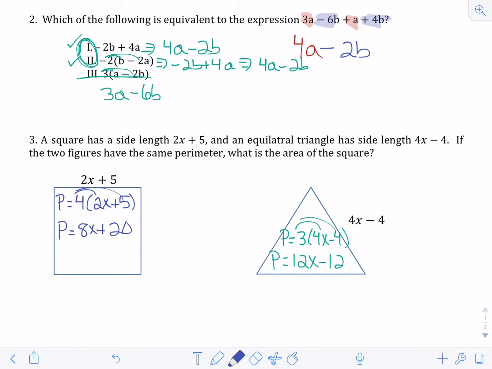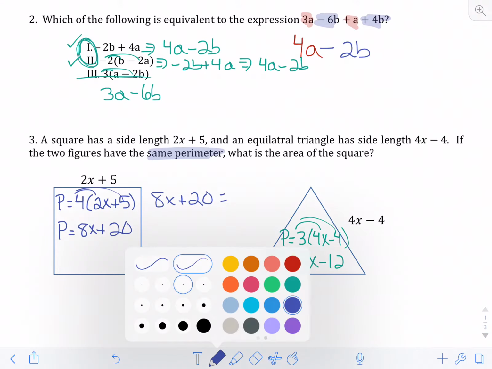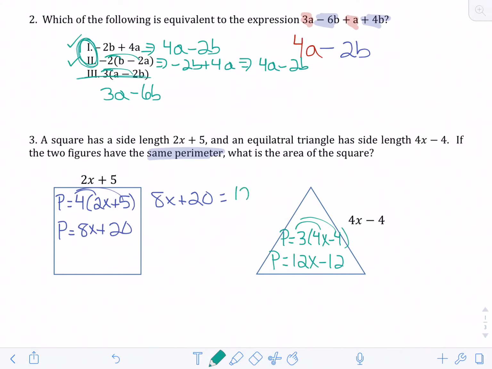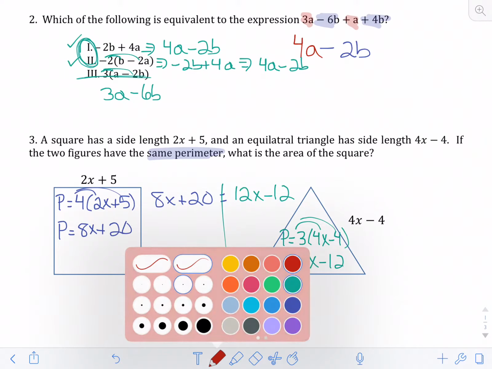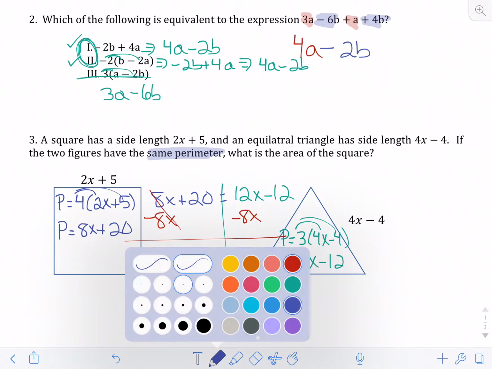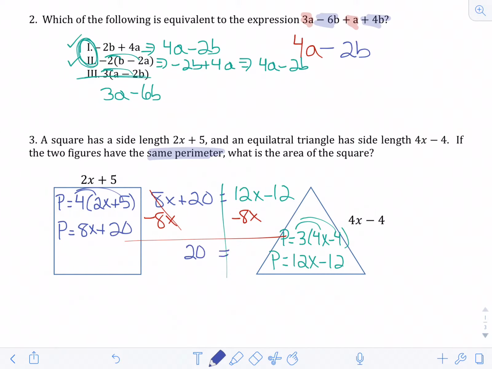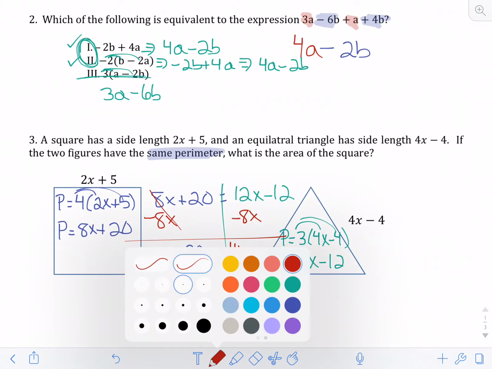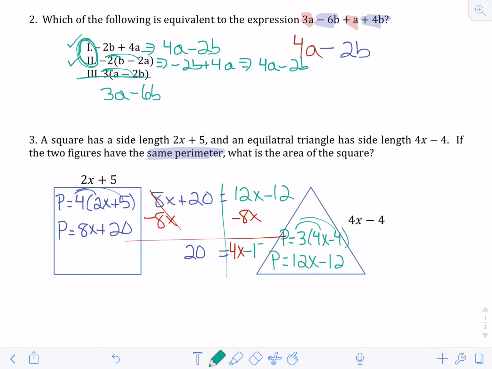It tells me right here that they have the same perimeter. So what that means is I can take my square's perimeter, 8x plus 20, and I can set that equal to my triangle perimeter, which is 12x minus 12. Alright, we're going to go ahead and solve for x. Move my smaller x, which is my 8x, so subtract 8x from both sides. I still have a 20 left over. That is going to be equal to 12 minus 8 will give me 4x, and I still have that minus 12. I'm going to bring it on down.